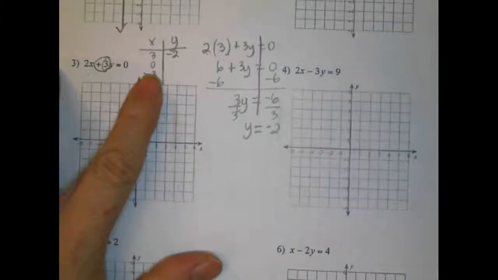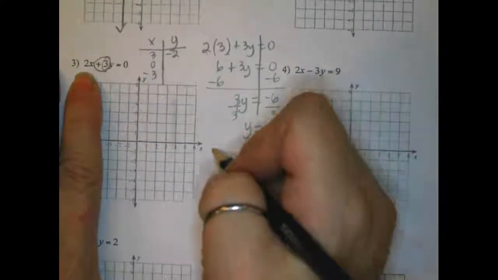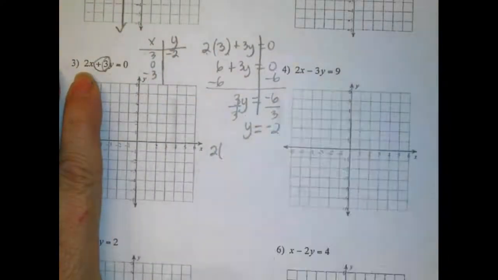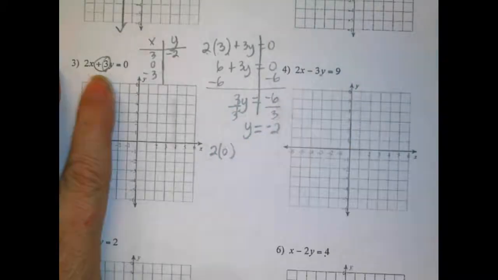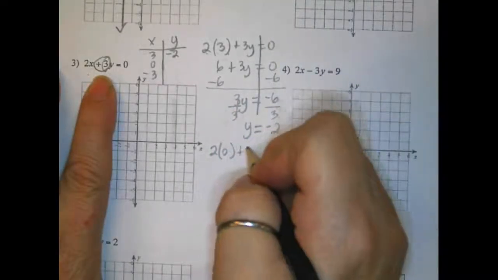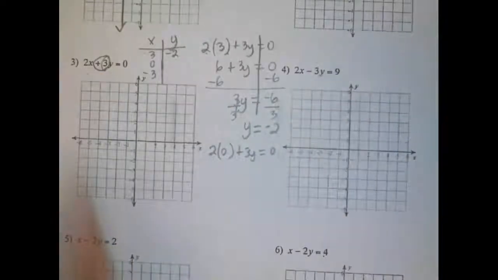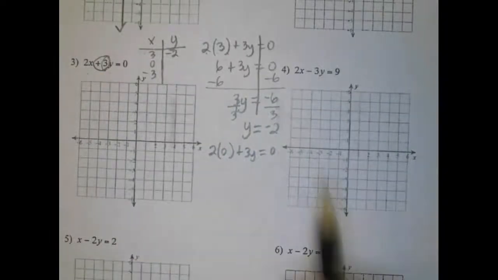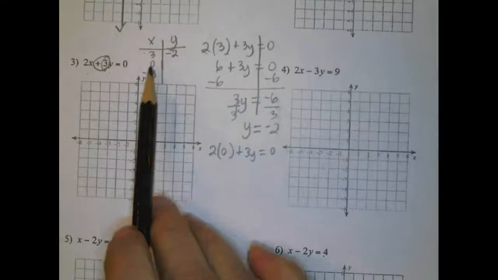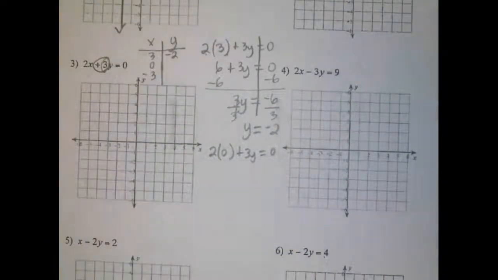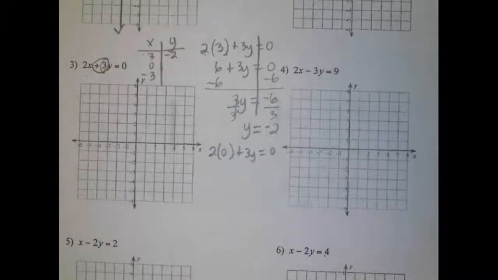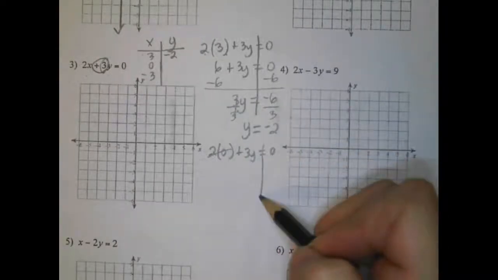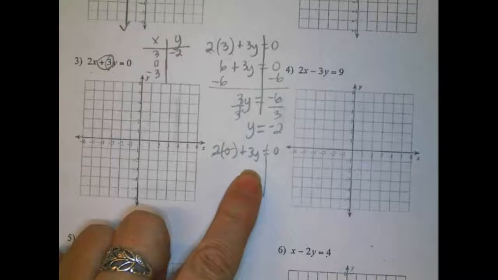Let's do the next one, when x is 0. So now I'm going to write down my new equation, 2, and instead of x, it's going to be 0, plus 3y equals 0. Okay? All I did was take my equation, and instead of x, I wrote a 0 for that place. I'm substituting. Putting it in parentheses so we know exactly what it is that we are substituting. So 2 times 0 is what? Right? So I can cross it out. So all I have left to solve is this 3y equals 0.